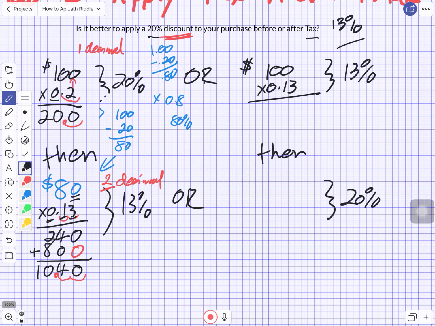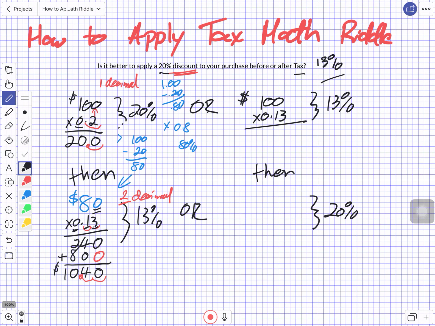Now this is $10.40. Does that mean my final price is $10.40? No, what do I do with this? I have to add it to this $80 that we just started with, okay? So we're going to take that $80 and we're going to add the $10.40 on the side, okay? Because that's how much tax was, okay? So if you remember, this was our tax. So now we have to add it now that we calculated.